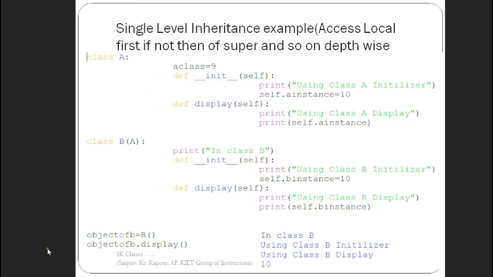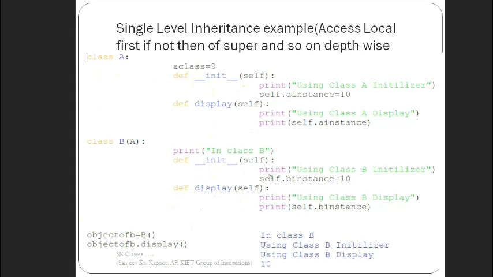So suppose we create an object. Here we are creating an object of class B. As already told, whenever we create an object of any class, it automatically executes the corresponding initializer. Now, an initializer is not mandatory in the class definition, but here we have given it for both cases.